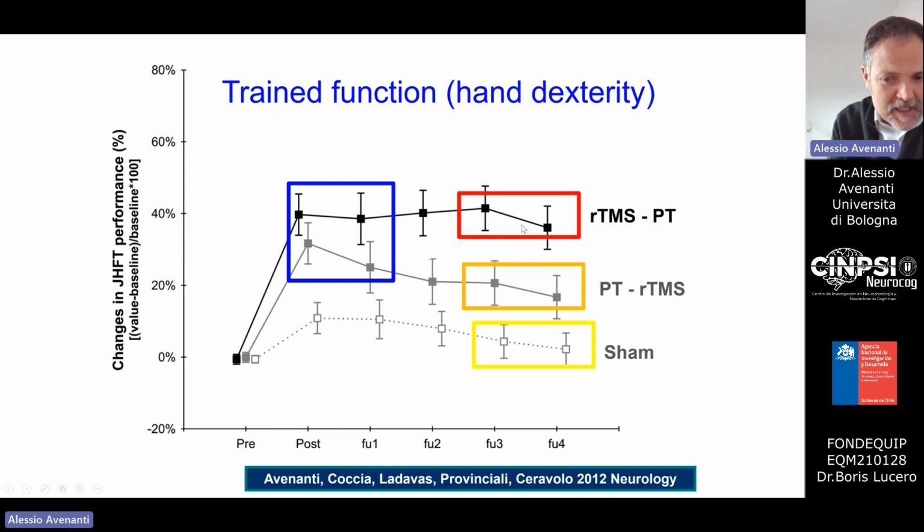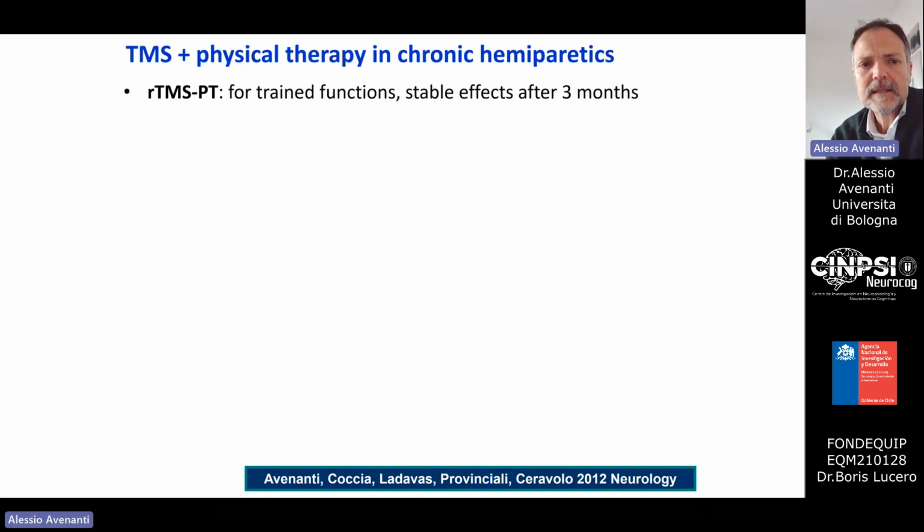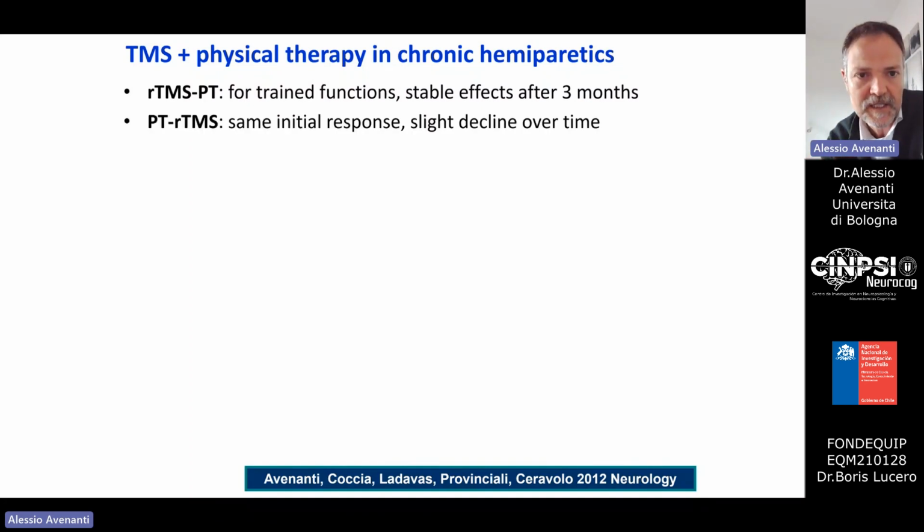Of course, I would imagine that after a few months more, if this patient did not repeat this treatment, they would probably show a decline. But this suggests that repetitive TMS before physical therapy can induce stable effects after 3 months, at least for trained functions.